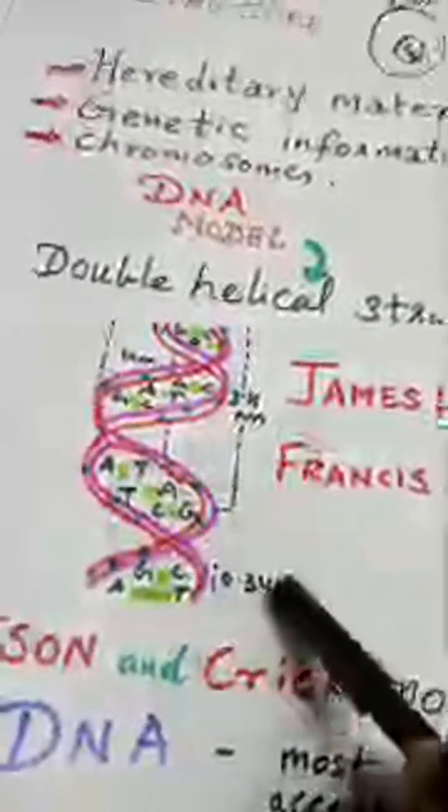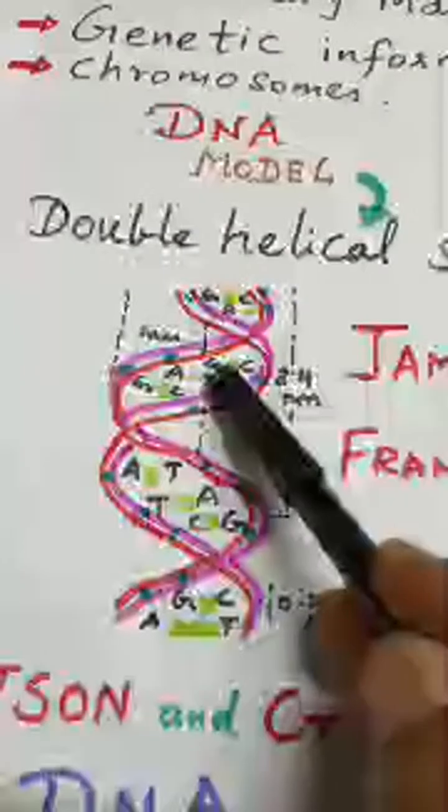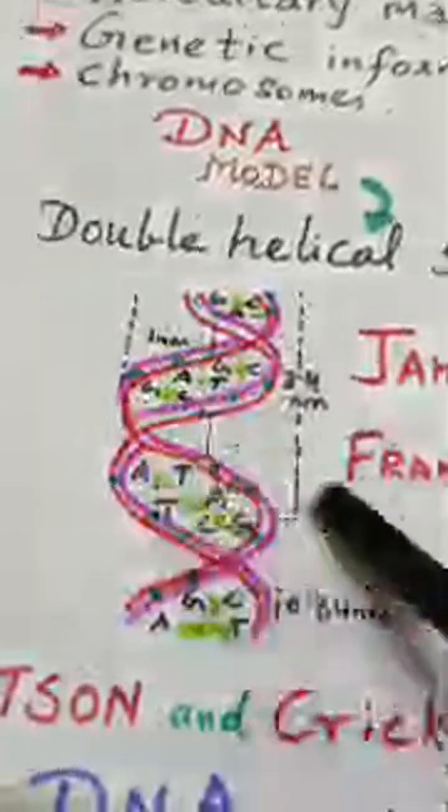The second thing they said is that it is a double helix. Double helix means two helical structures. If you look at this picture, this is the helix. This is one turn, and then this is another turn. This is the double helical structure of DNA.